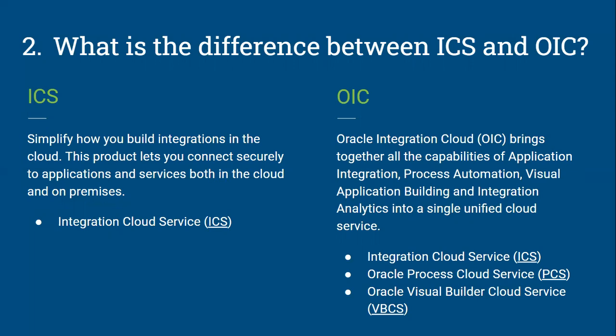And OIC, Oracle Integration Cloud, brings together all the capabilities of application integration, process automation, visual application building, and integration analytics into a single unified cloud service. ICS, PCS, VBCS. All these features we have in OIC. So they have added all these features and named it OIC. So this is the difference between ICS and OIC. And OIC is the advanced one. So, next question.